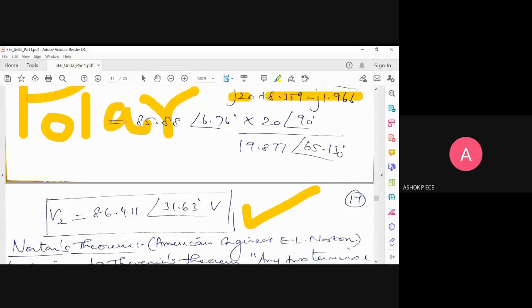Again, repeat: when you have multiplication, when you find the magnitude, multiply the magnitudes and divide the magnitudes. 85.88 into 20 divided by 19.877. For angles, multiplication becomes addition, just like your logarithm. When you multiply two numbers in logarithm, you effectively add. Same thing, 6.76 plus 90. When you divide two numbers in logarithm, you subtract. Same thing, 6.76 plus 90 minus 65.13. So effectively the angle is 31.63 degrees.